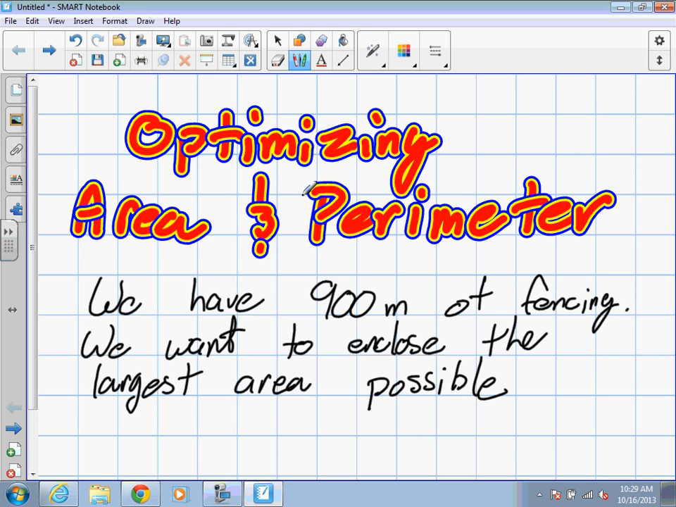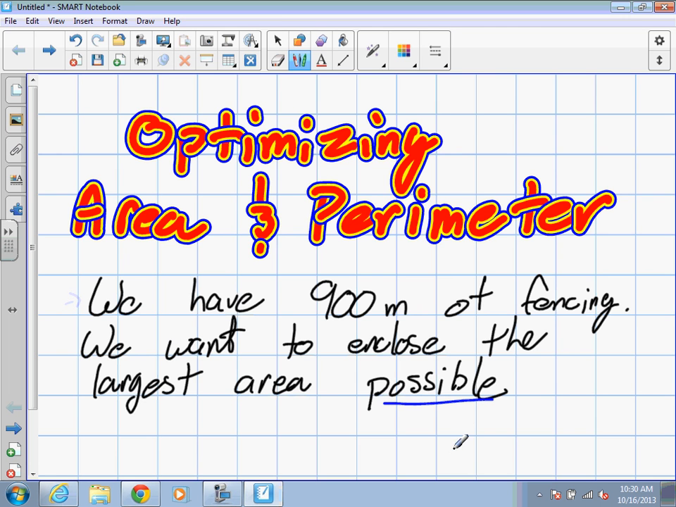They're going to use maybe a rectangle. We're going to work on optimizing area with perimeter. And what we're going to do is our constraint will be our perimeter in this question. Okay? So what they're telling us is we have a set perimeter. The question says we have 900 meters of fencing. It's quite a bit of fencing. Okay? And we want to enclose the largest possible area.